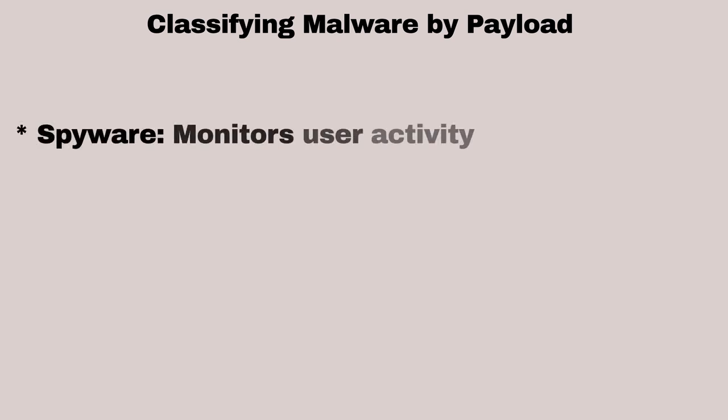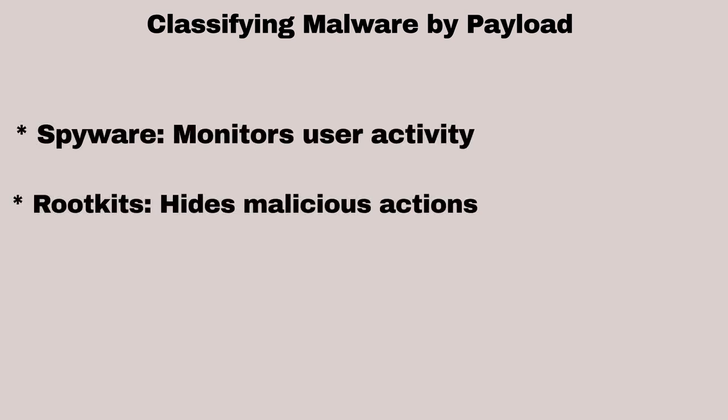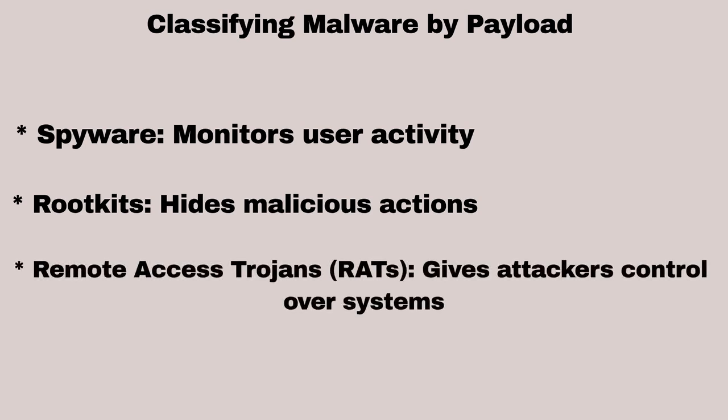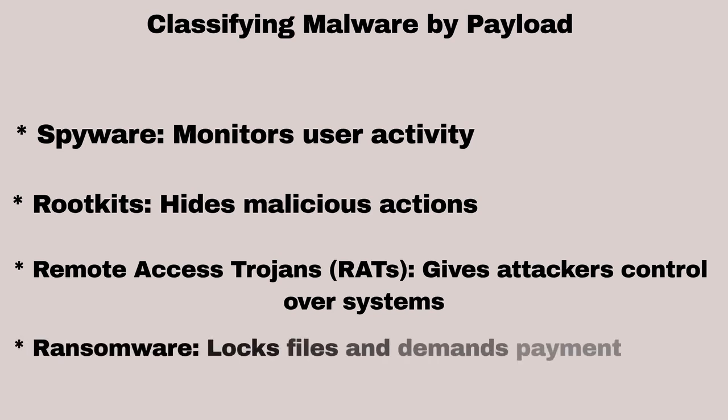Now let's classify malware based on what it does. You have spyware. They monitor user activities. You have rootkits. These hide malicious actions. And then your remote access Trojans, your RATs. They give attackers control over systems. And then you have your ransomware. These lock files and demand payment.